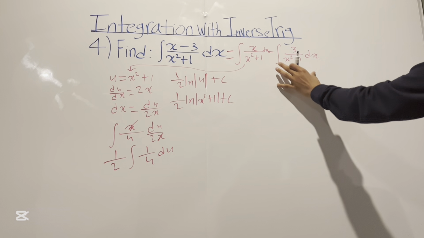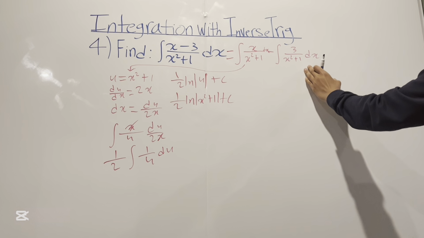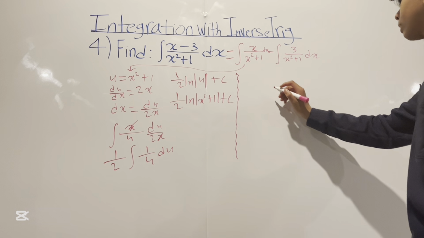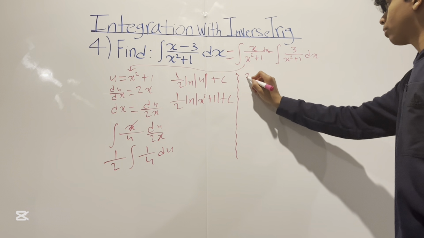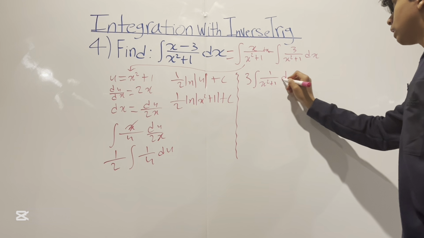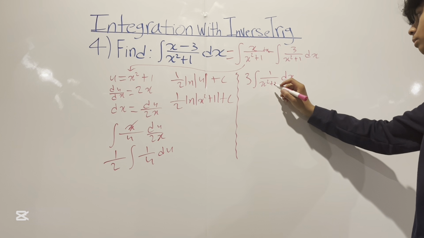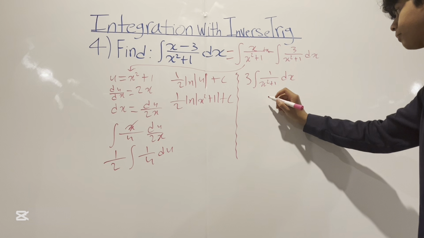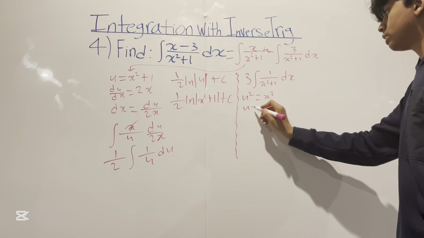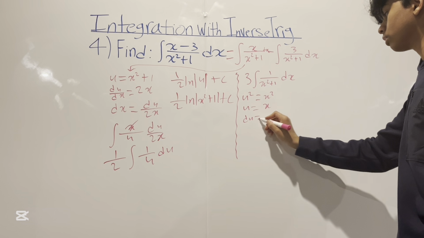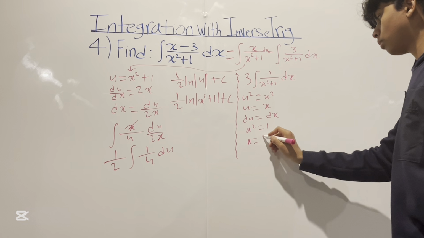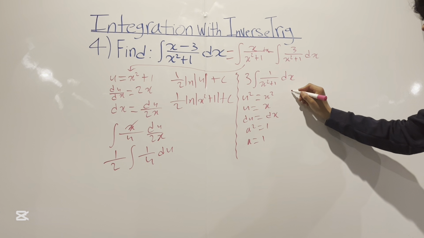The negative of integral 3 over x squared plus 1 dx. But this is a lot simpler because, let's just separate this for now. This is going to be 3 integral 1 over x squared plus 1 dx. And this is perfectly in the form to just do regular arctan. So u squared is equal to x squared, and then u is equal to x. du is equal to dx. And a squared is equal to 1. a is 1. And now let's plug everything in.